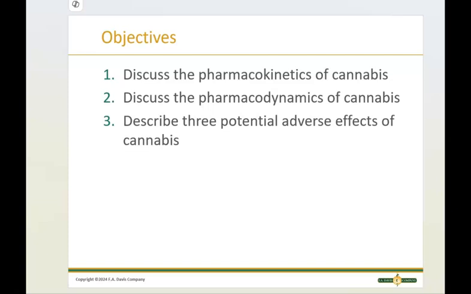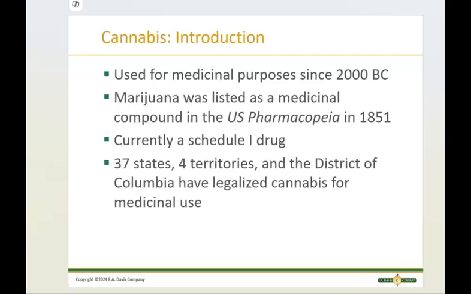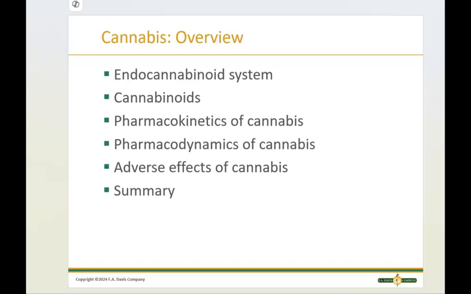So today we're going to discuss the pharmacokinetics, pharmacodynamics, and the potential adverse effects of cannabis, which we learned about in the video. It has been listed as being used for medicine since 2000 BC. It has literally been around forever. It was first noted in the U.S. Pharmacopoeia in 1851. Currently, it is a Schedule I drug, and it has medical use for cannabis in 37 states, 4 territories, and Washington, D.C. These are the different components we need to review, so let's get into it.